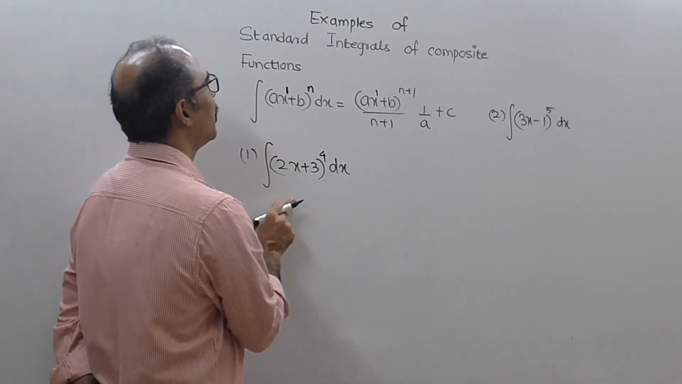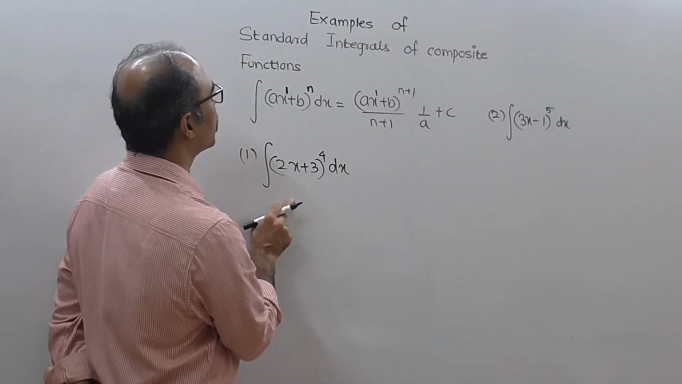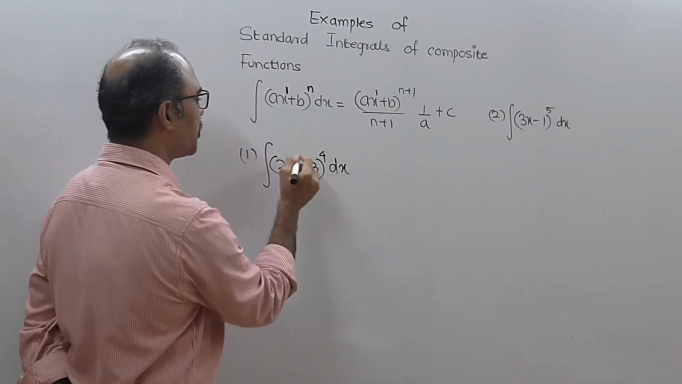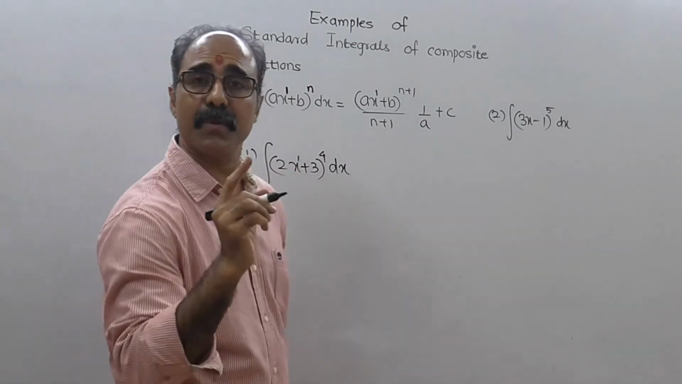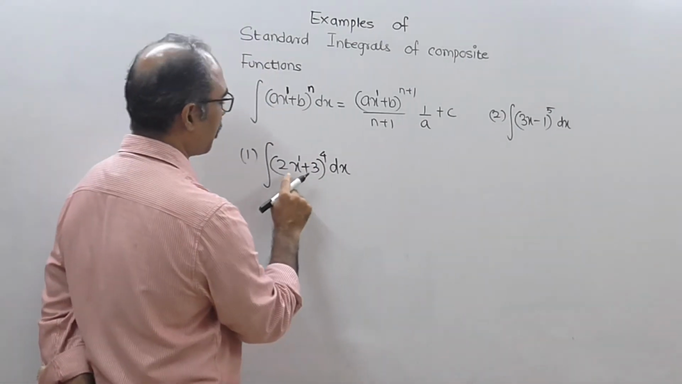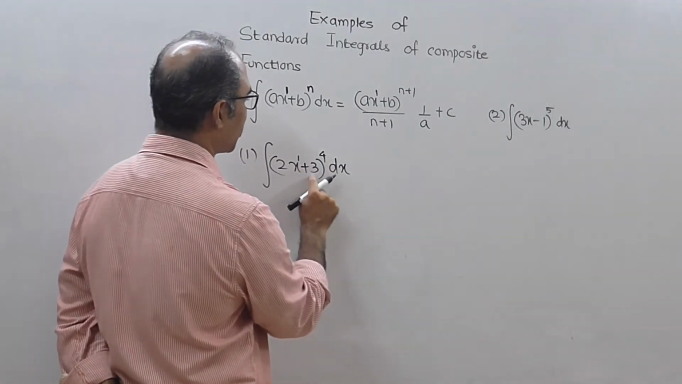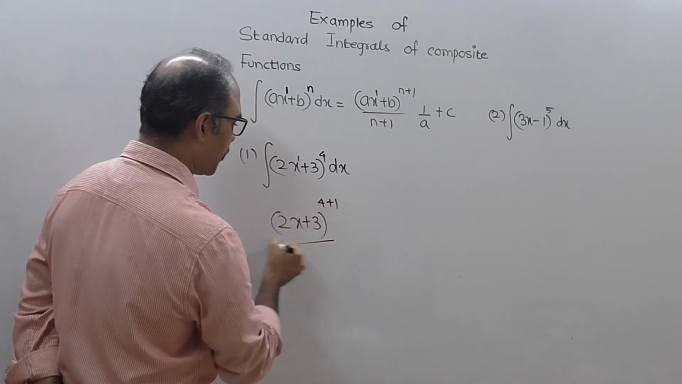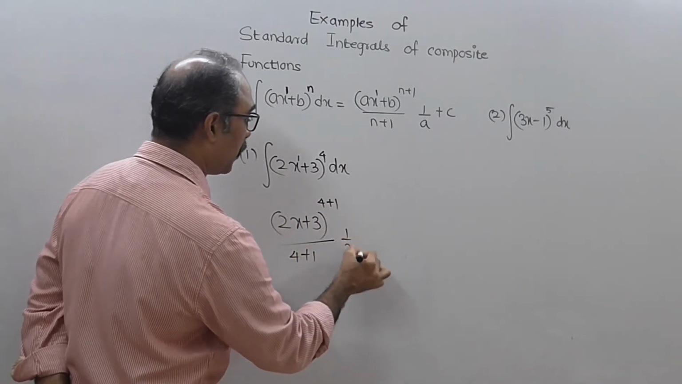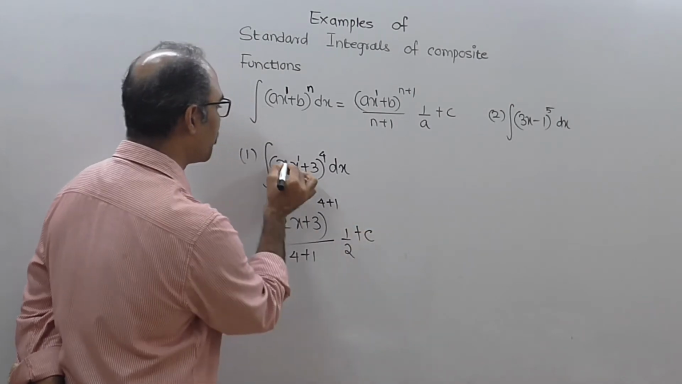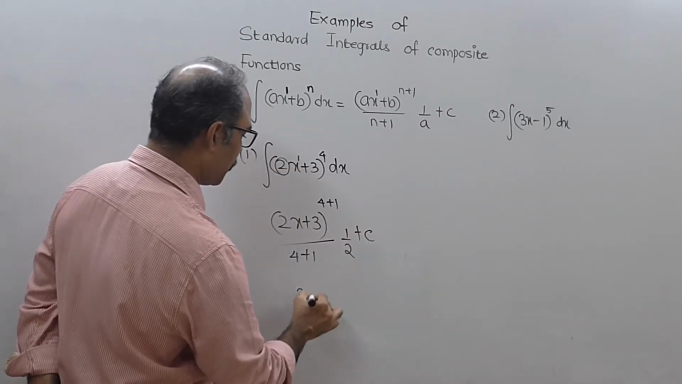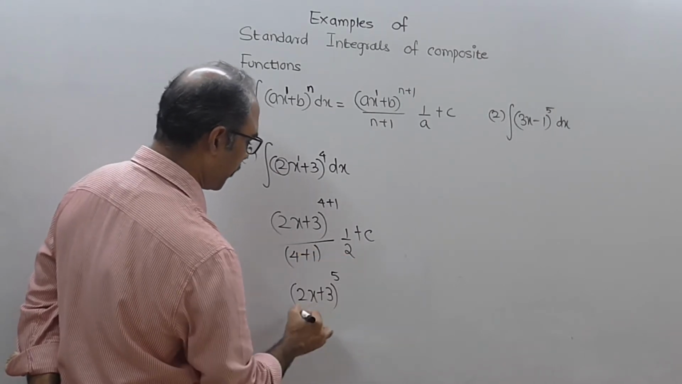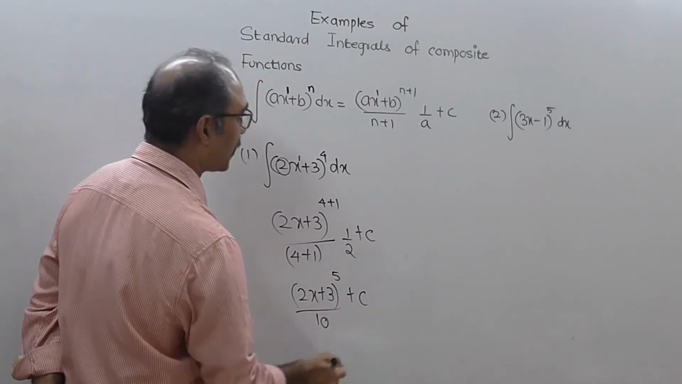Let's take the examples of standard integrals of composite function. We'll go formula wise. I think the first formula was ax plus b raised to n. First you check whether the power of x is 1. If the power of x is 1, then you can proceed with the formula. This is a power function but related to composite. This is ax plus b raised to n. The integration will be ax plus b to the power n plus 1 upon n plus 1 into 1 upon a. 1 upon a is 1 upon coefficient of x. This is called the coefficient of x. So probably you get this as 2x plus 3 raised to 5, and this is 4 plus 1 is 5. 5 into 2 will give you 10 plus c.